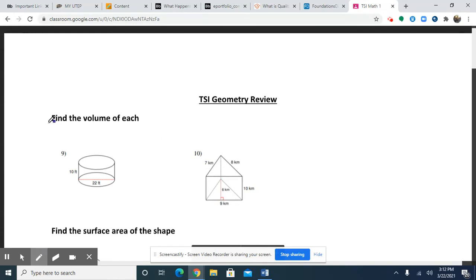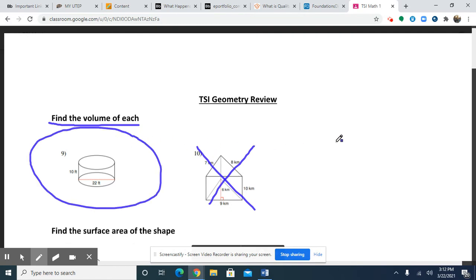All right, so let's start with the review on volume. And we're not gonna do this question right here. We're just gonna focus on this. So remember that to find the volume, we have to find the area of the base and then multiply that by the height. Now the base, depending on what the shape is.